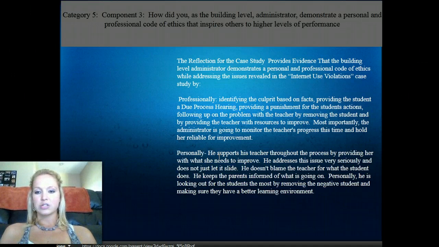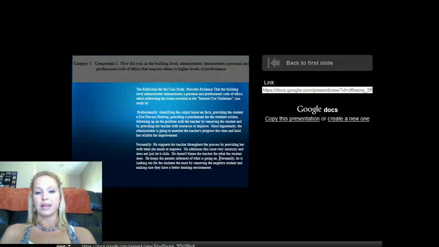Personally, he supports his teacher throughout the whole process by providing her with what she needs to improve. He addresses this issue very seriously and does not just let it slide. He doesn't blame the teacher for what the student does. He keeps the parents informed of what is going on. Personally, he is looking out for the students the most by removing the negative student and making sure they have a better learning environment. I hope you enjoyed my presentation.